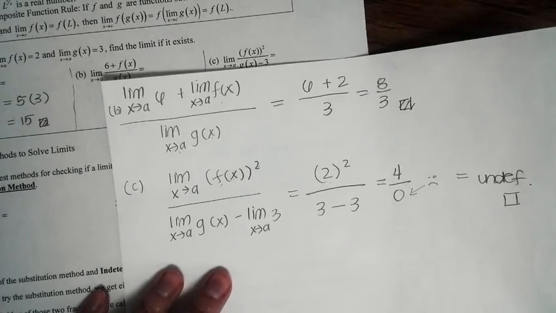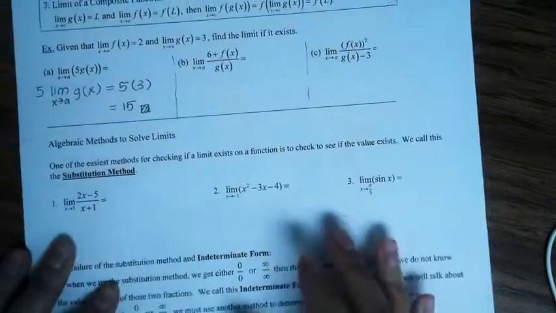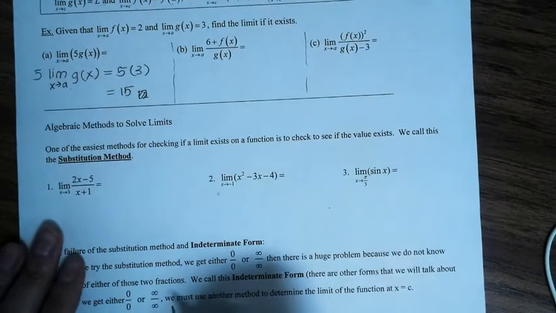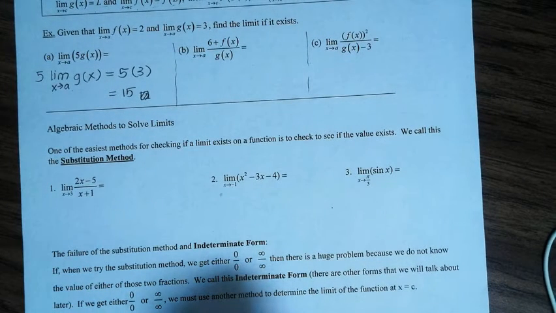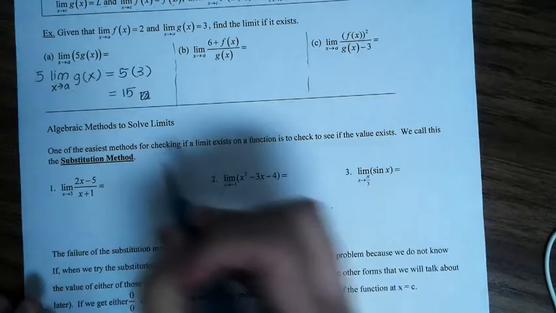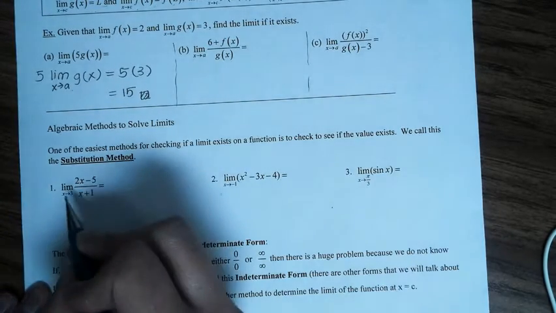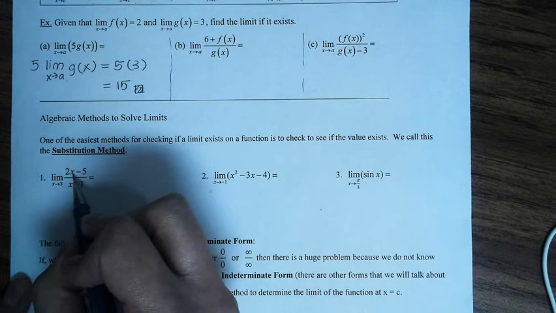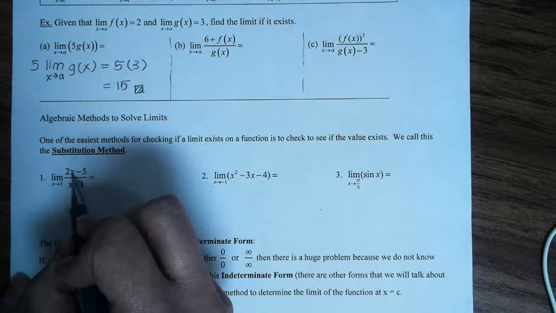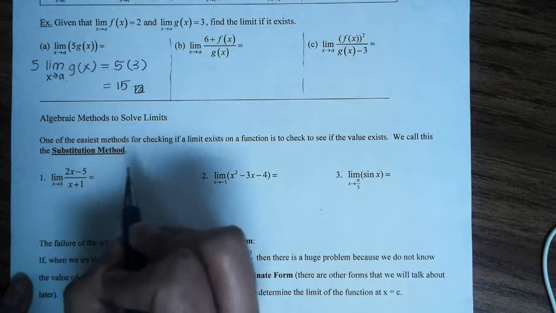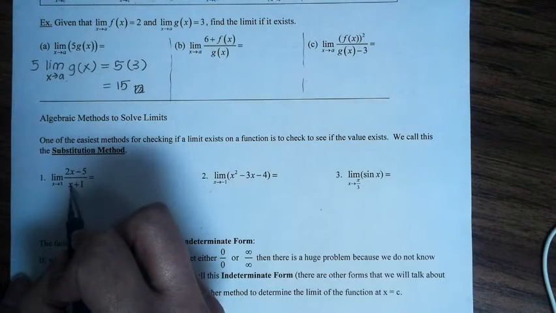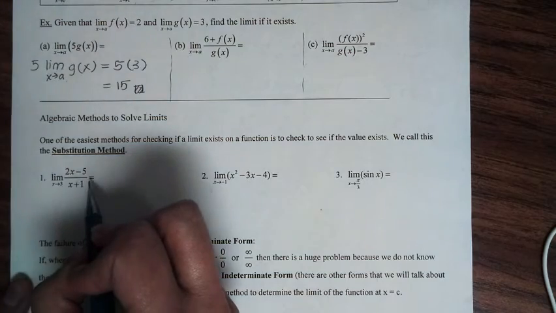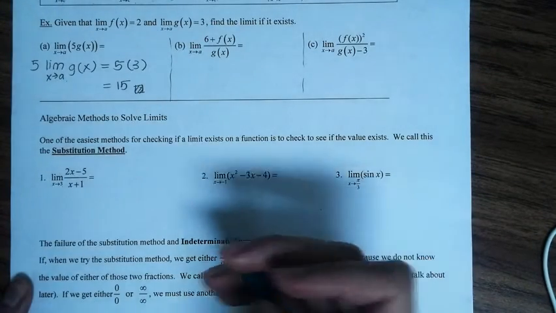Just remember that. So moving on, let's move to algebraic methods to solve limits. One of the easiest methods for checking if a limit exists on a function is to check to see if the values exist. We call it basically the substitution method. So what are you going to do? Technically, in horrible words, you just plug this number here. Why can we do that? When I plug it here, I know that this is going to be 6 minus 5, which is 1. And when I plug the 3 here, it's going to be 3 plus 1, 4. So you have 1 over 4. Is that a number? Yes. So you can do it.